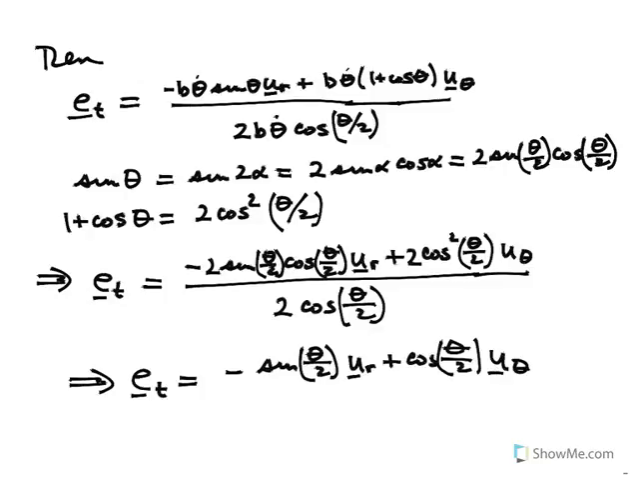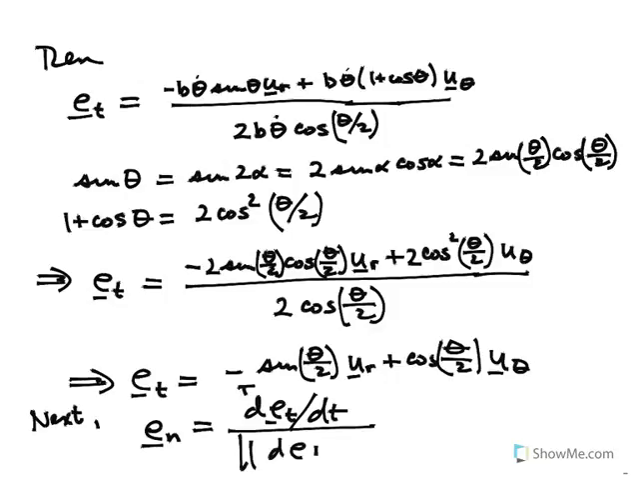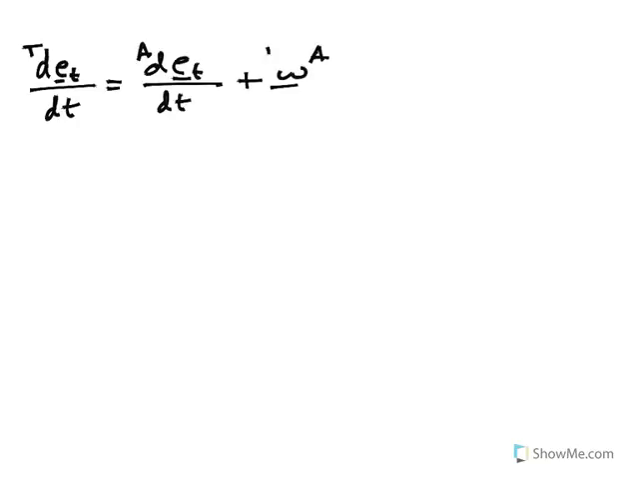Now I need the normal vector. So let's compute the normal vector. I know that E_n is equal to the rate of change of the tangent vector relative to the track divided by its magnitude. So I need the rate of change of the tangent vector relative to the track. That is equal to the rate of change of the tangent vector in frame A plus the angular velocity of A and t crossed with E sub t.